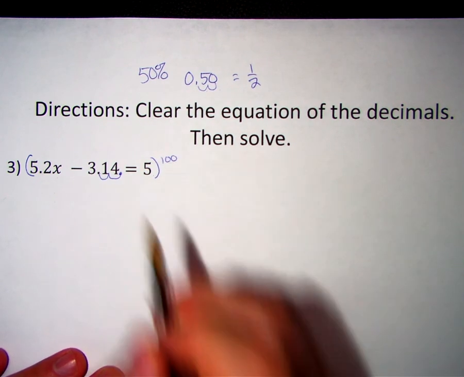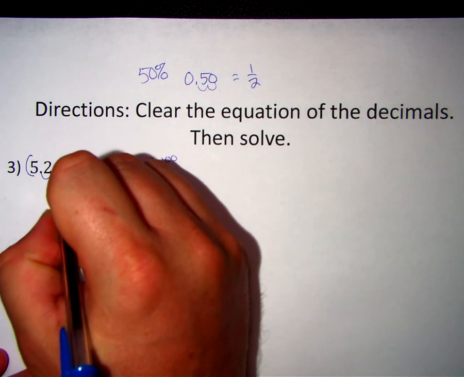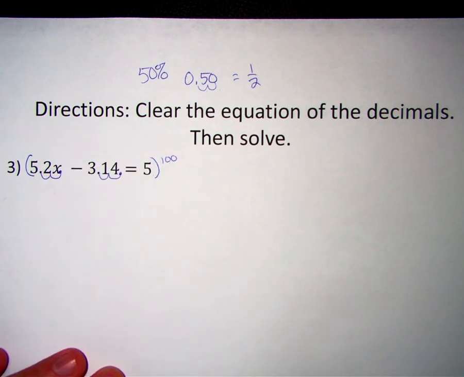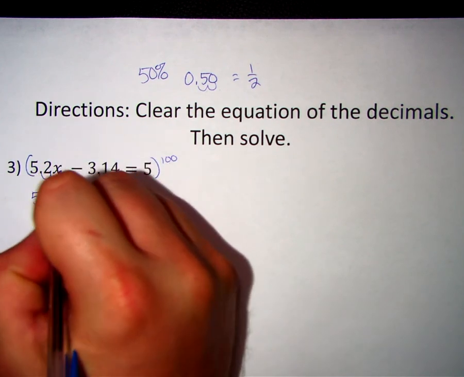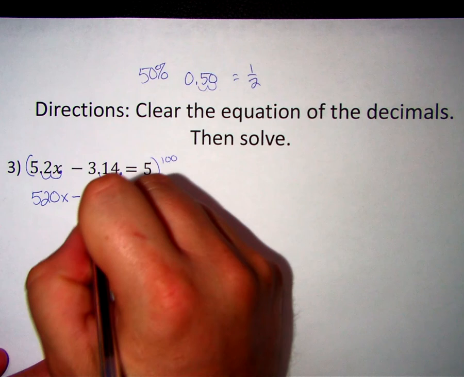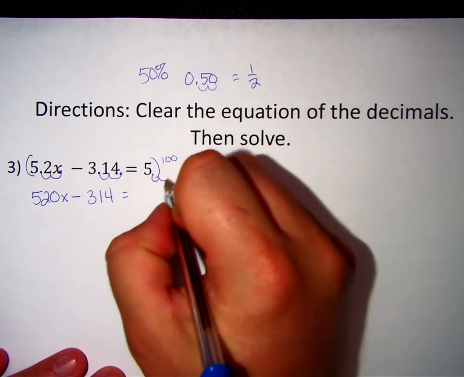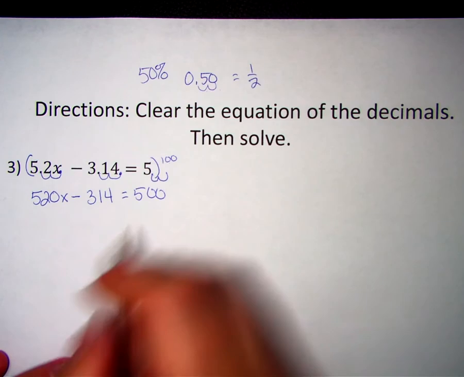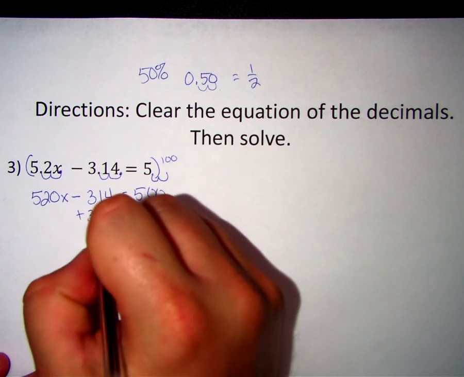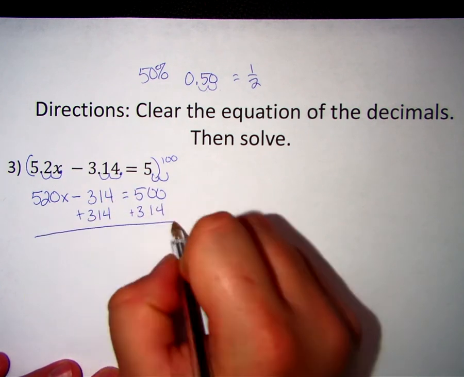So 100 times 5.2. Again, we're going to move the decimal 2 places. So I should add a 0 after the 2. 520x minus 314 equals 5. Move the decimal 2 places. Will give me 500. All right, now we add 314 to both sides. And notice I'm not dealing with any decimals anymore.